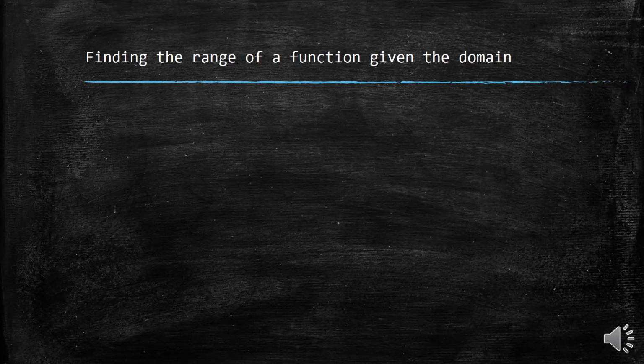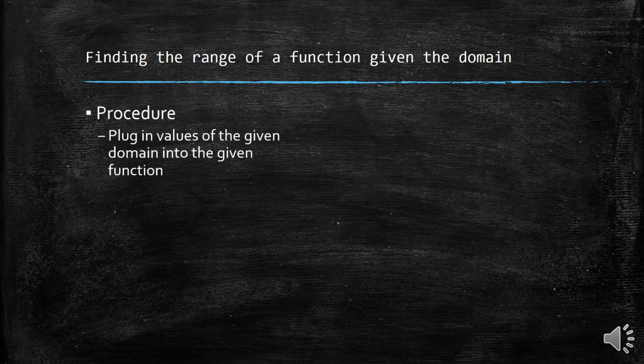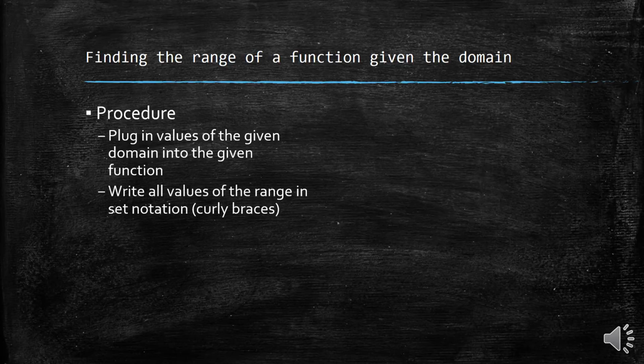This is the beginning of day 2, finding the range of a function given its domain. The first thing you want to do is plug in the values of the given domain into your function. Next, write all of your values of the range in set notation, which is curly braces.